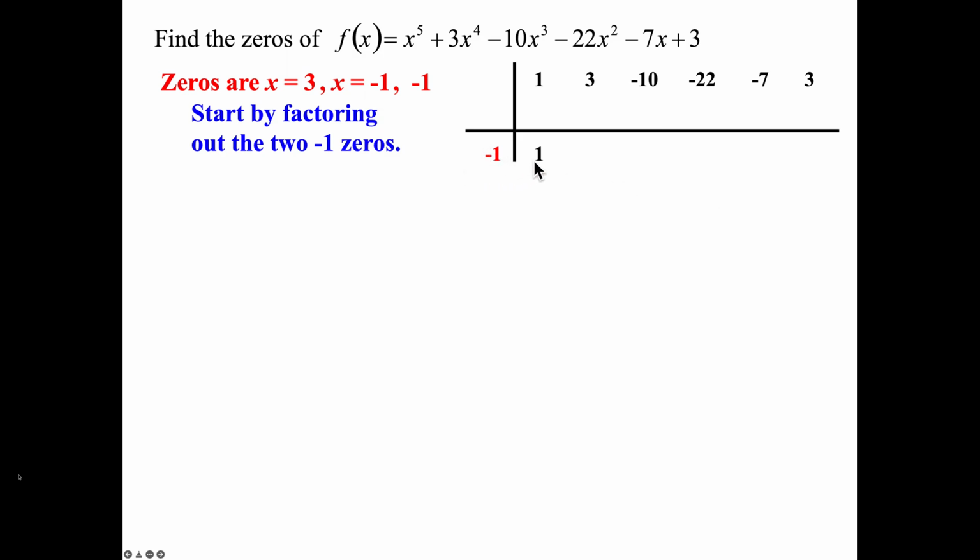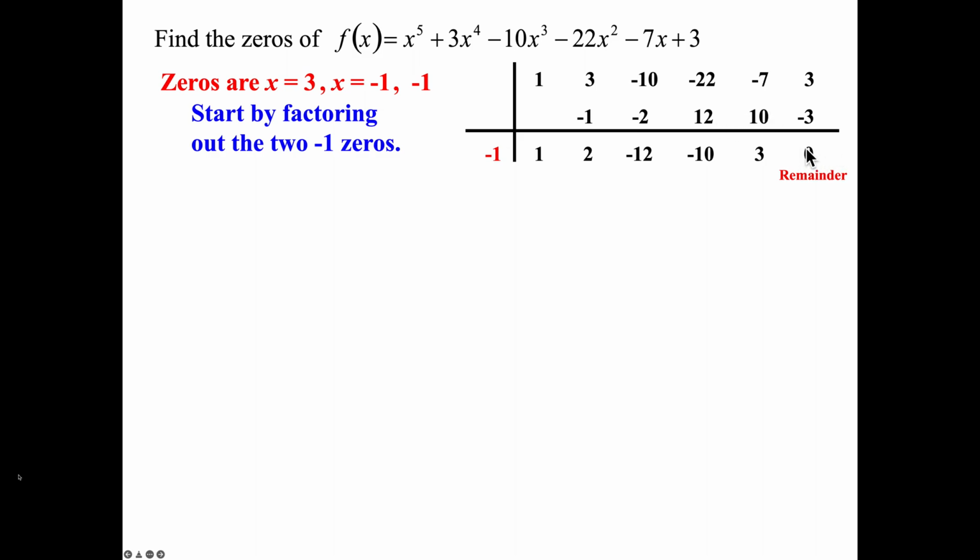All right, negative 1 times 1 is negative 1, plus 3 is 2, times negative 1 is negative 2, minus 10 is negative 12, times negative 1 is positive 12, minus 22 is negative 10, times negative 1 is positive 10, minus 7 is 3, times negative 1 is negative 3, plus 3 is 0. Whew, we did it. All right, remember, negative 1, multiply these numbers up to the next column, add them coming down, just combine them. We have a 0.